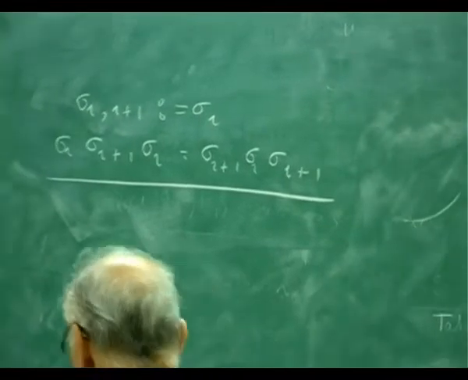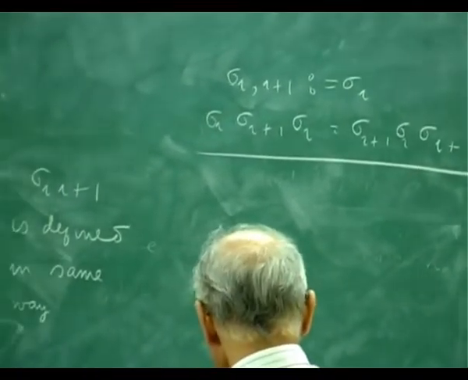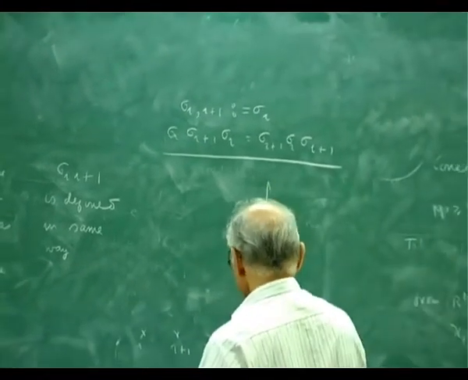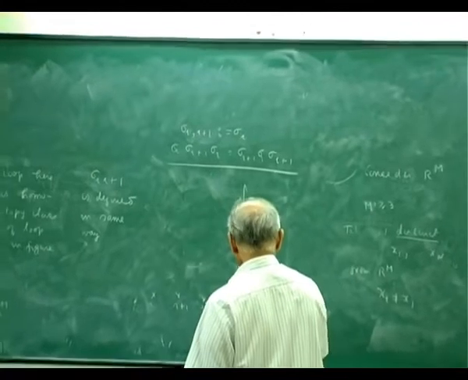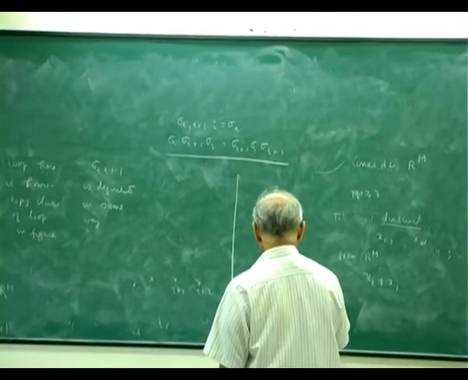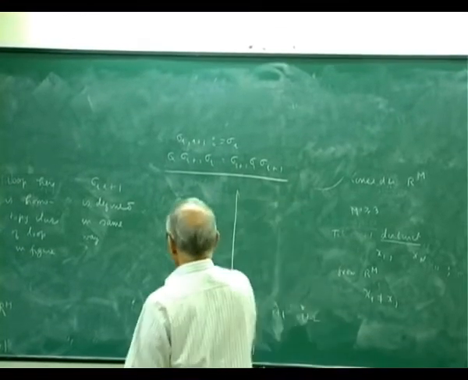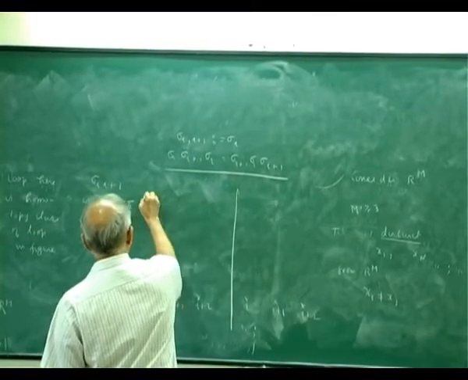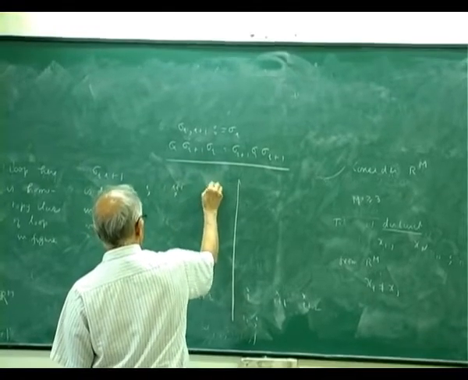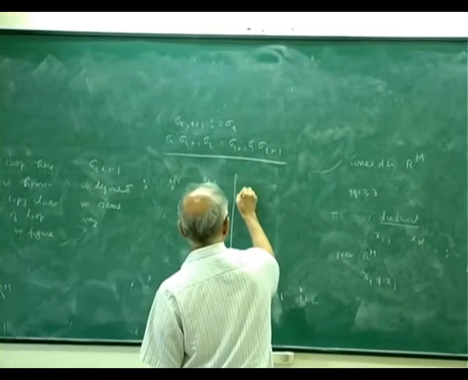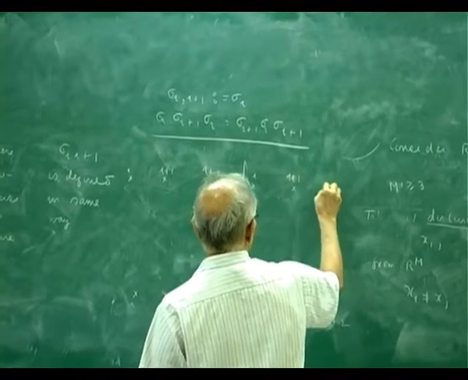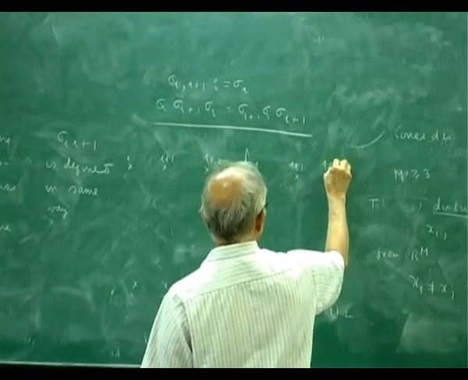So I plus 1, I plus 2 I take. And I draw side by side I plus 1, I plus 2. Okay. Then here also I plus 1, I plus 2. Here I plus 1, I plus 2. Okay.